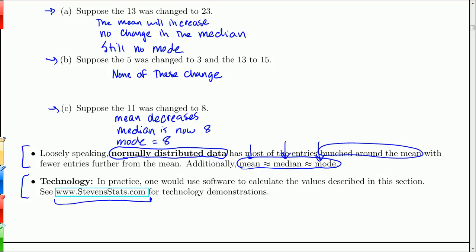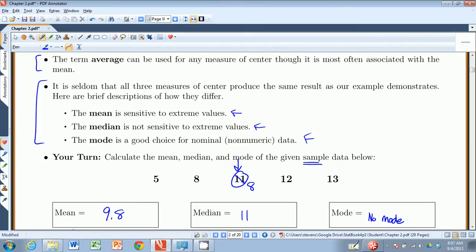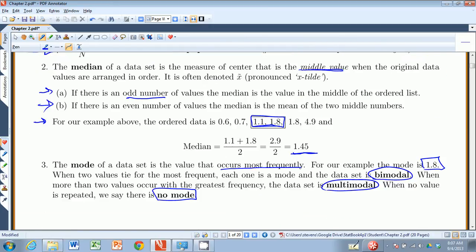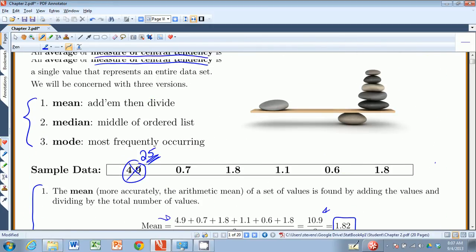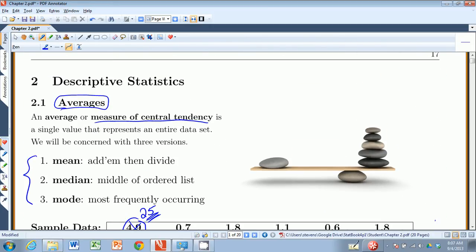All right, so that wraps up Chapter 2.1, Averages. In the next section, we will look at measures of variation. But for averages, we're good. I'll see you in the next section.